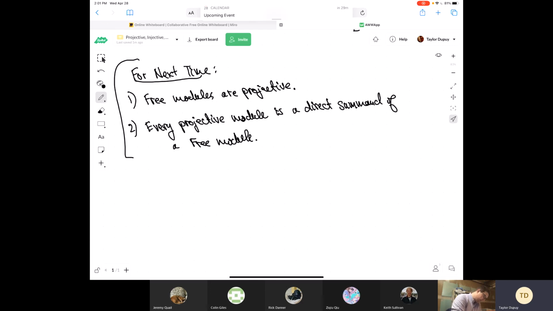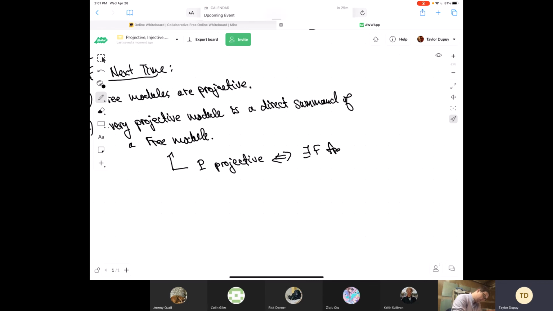This one's a little weirder. This says that P is projective. It's actually an if and only if. P is projective if and only if there exists an F which is free such that F is isomorphic to P direct sum P prime for some other P prime. So you can complete it into a free module. It's kind of weird.